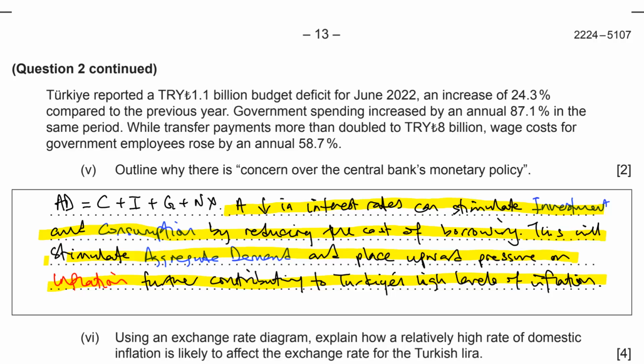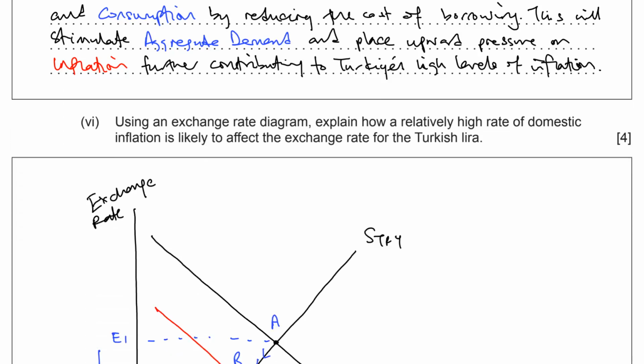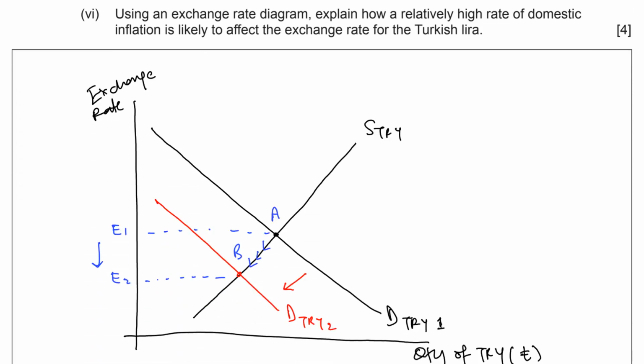Okay, so that's part 5. If we now move on to part 6, which is just a little bit down here, it's asking us to use an exchange rate diagram to explain how a relatively high rate of domestic inflation is likely to affect the exchange rate for the Turkish lira. Okay, so main thing we should start off with is the exchange rate diagram, and then we need to talk about how inflation is going to affect the exchange rate.